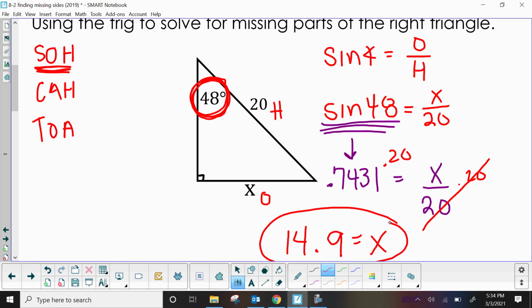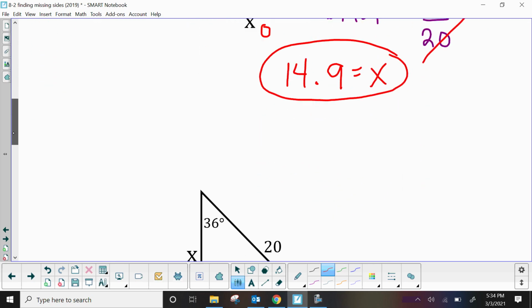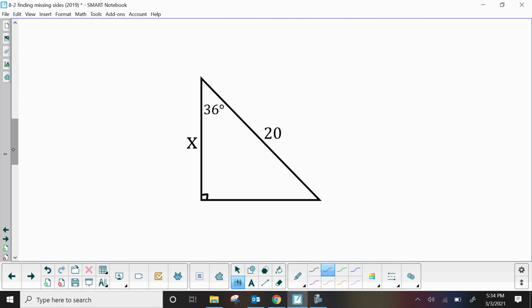Let's look at another one. So here's another one. The first thing I'm going to do is circle my angle. 36 degrees is my angle, so I'm circling that angle. I am going to identify the parts, the x and the 20, based on that angle. The x is right next to that angle. That's the adjacent side. The 20 is the hypotenuse.